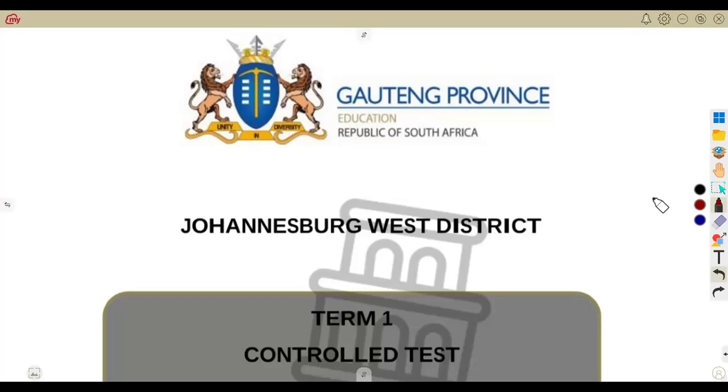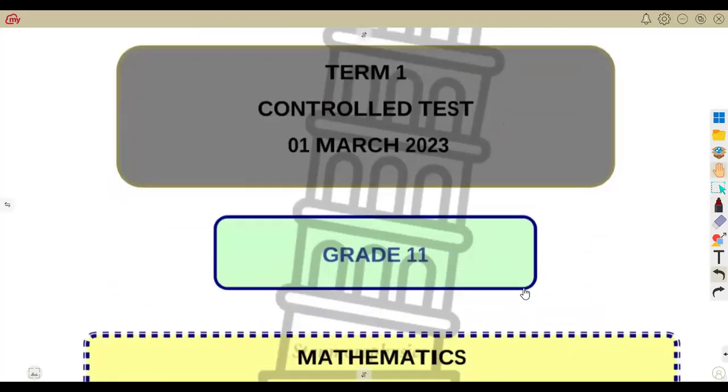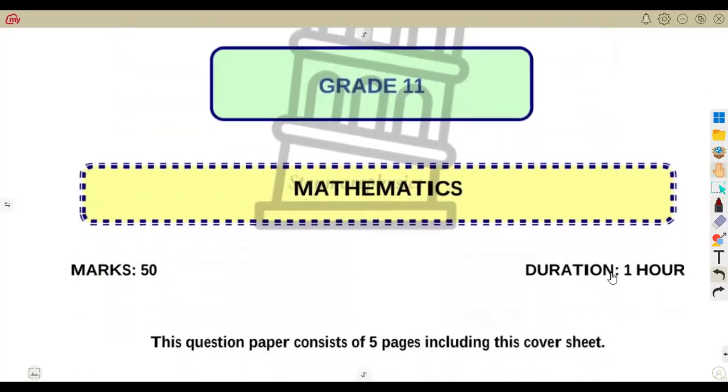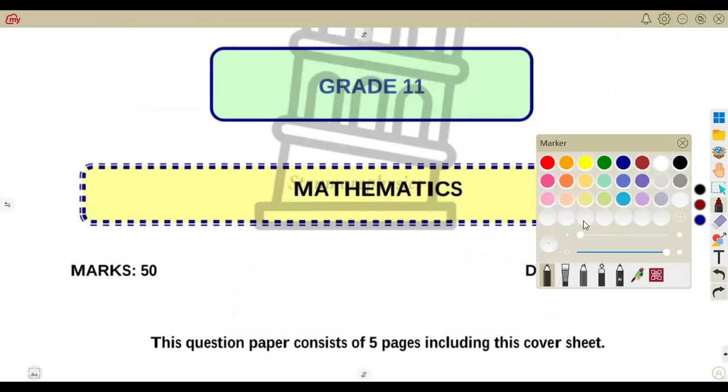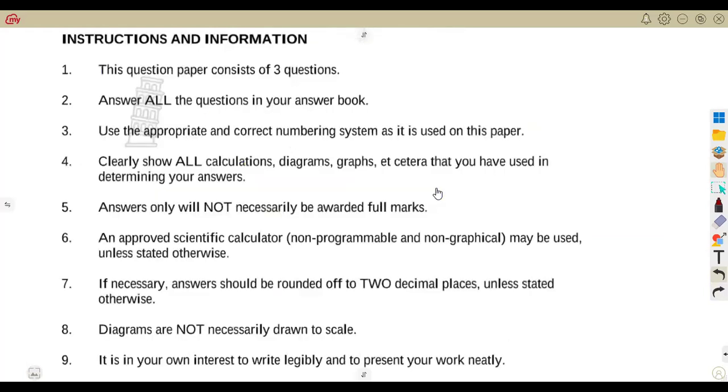So in this case, we are given a term one controlled test, which we are going to consider for our mathematics, and it was 50 marks that we are given, with a duration of 1 hour. So we're just going to see with our questions how it is possible to cover all these questions.